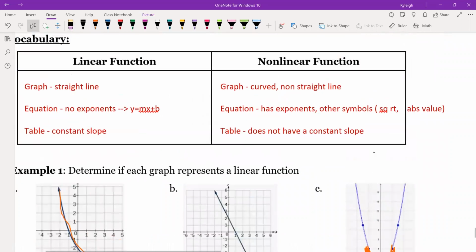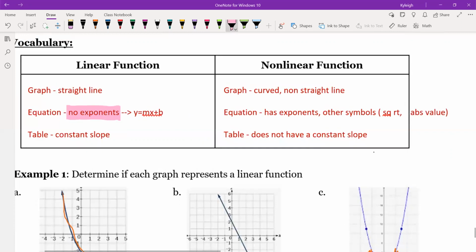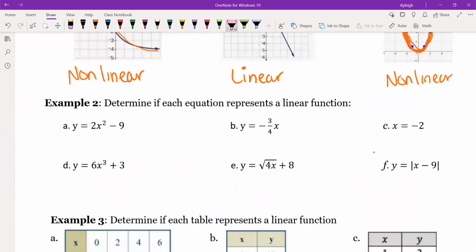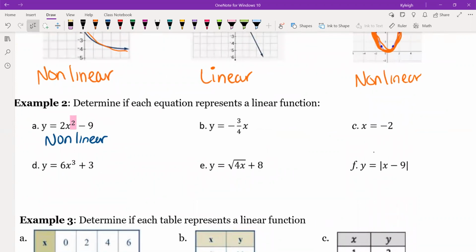From the equations, remember, a linear equation has no exponents. Okay, so looking at example A, that has an exponent, so that's going to be nonlinear. We're supposed to be writing function, but even writing nonlinear, I'm too lazy for that. So looking at B, B is your normal y equals mx. There's no plus b, but it's implied 0, so that's going to be linear.